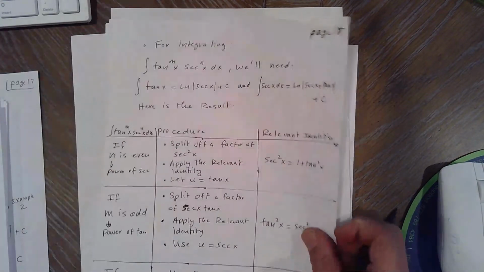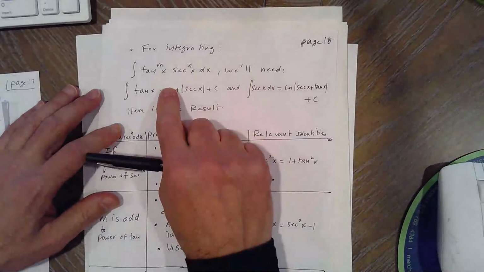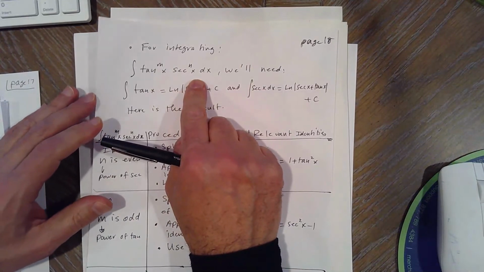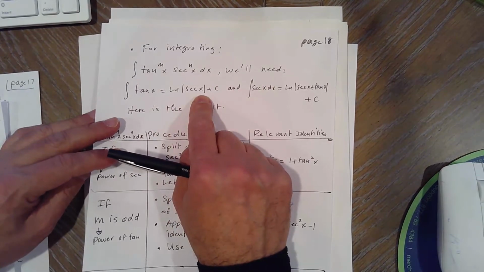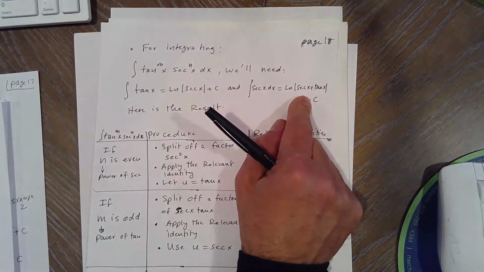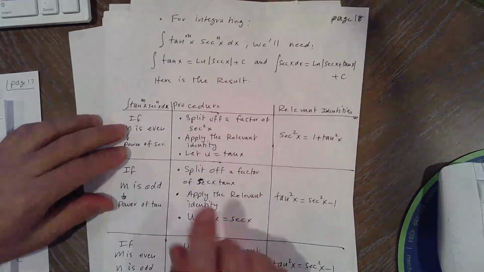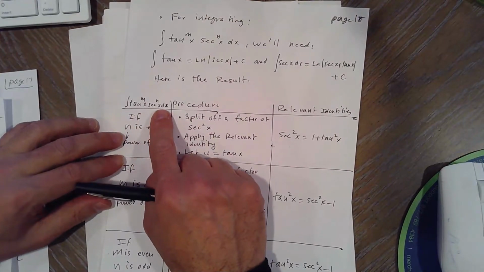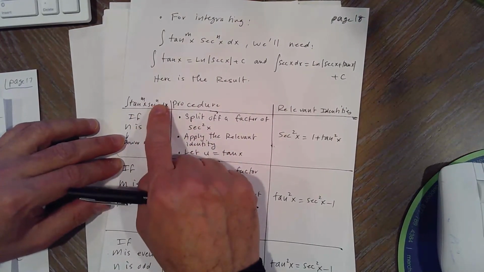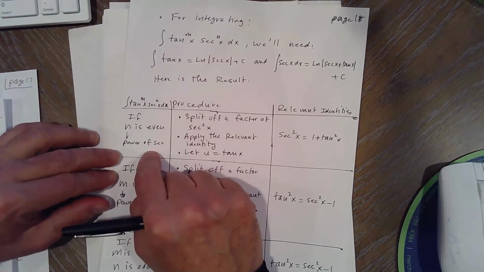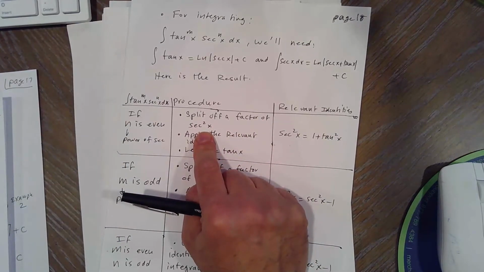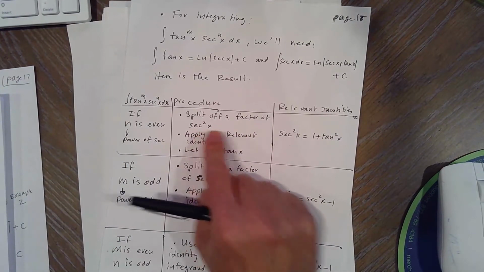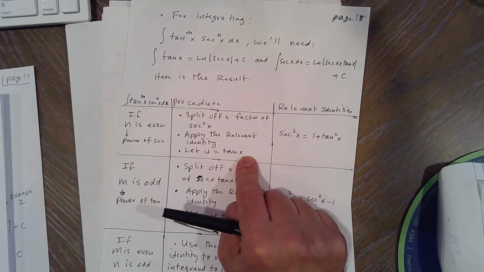All right, now if I'm integrating, that's page 18 of the notes, tangent^m x secant^n x dx. We're going to need those either way. The integral of tangent is ln of the absolute value of secant, and the integral of secant is ln of the absolute value of secant plus tangent. So we're integrating tangent^m secant^n dx. If n is even, like secant squared or secant 4, you split off a factor of secant squared. So if you have secant 4, you do secant squared times secant squared, you use this identity, and you let u equal tangent.